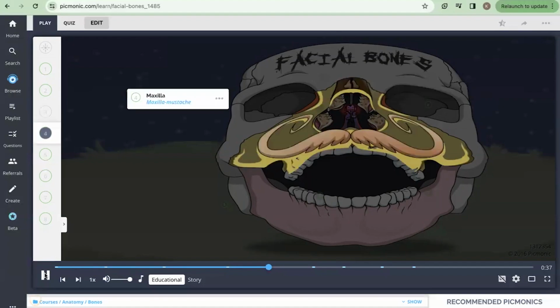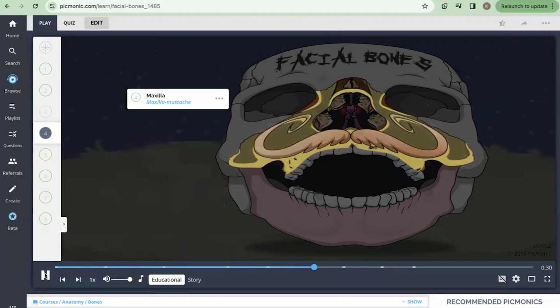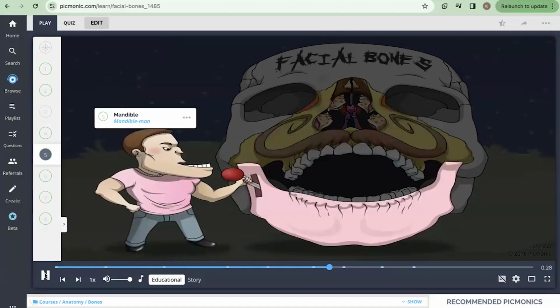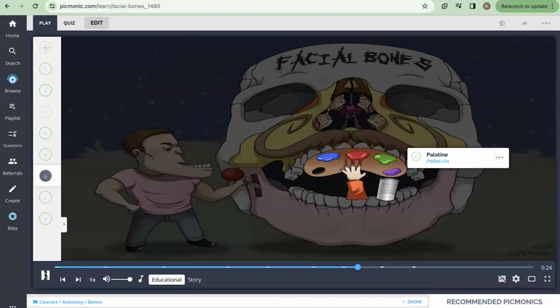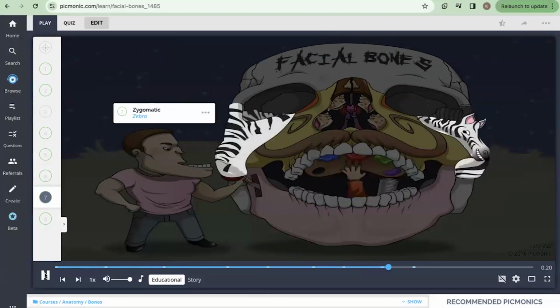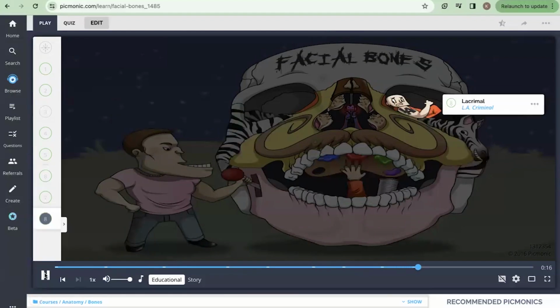The maxilla bones are located centrally, forming the upper jaw, and are shown as the maxilla mustache. The mandible, or lower jaw, is portrayed by the mandible man. The palatine bones are seen as the palate's tin and form the posterior hard palate. The zygomatic bones are depicted by the zebra and are located laterally. The small lacrimal bones are shown by the LA criminal.